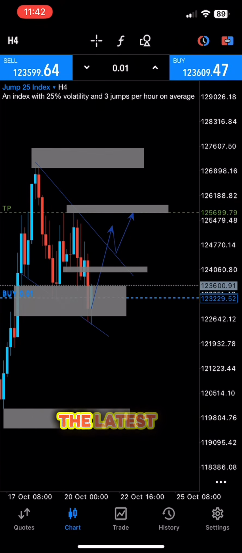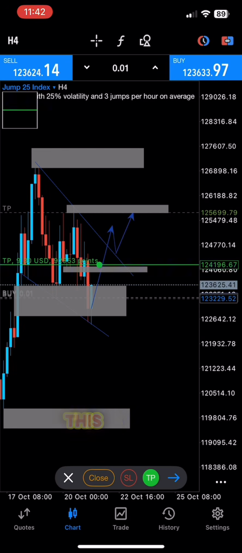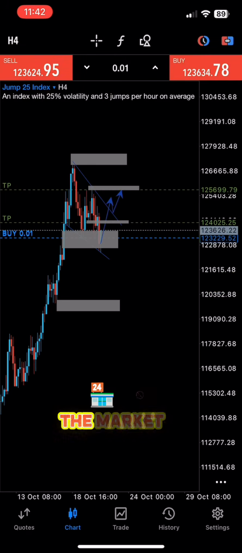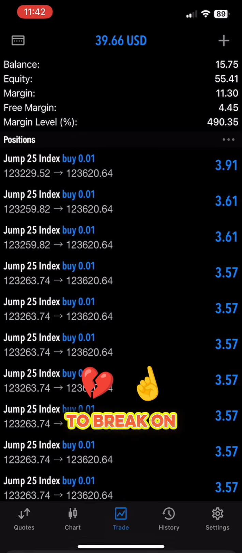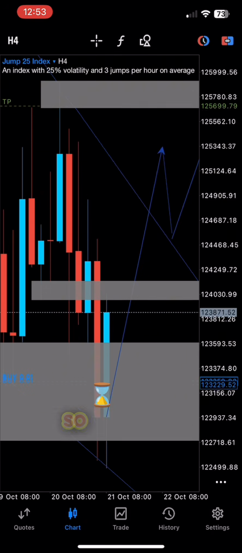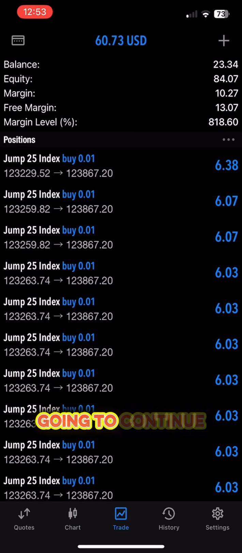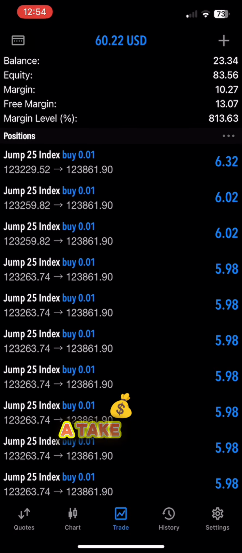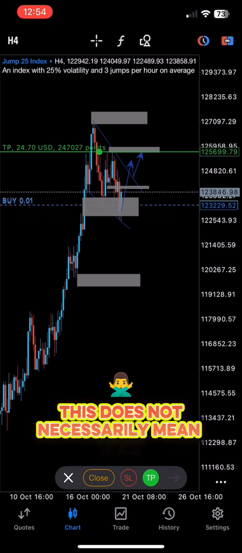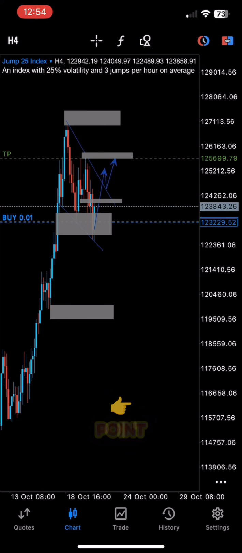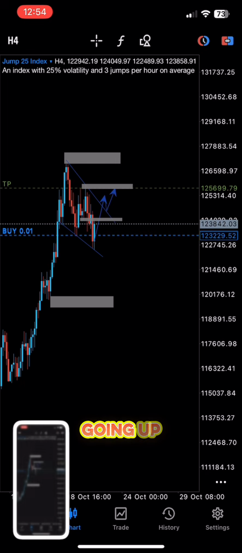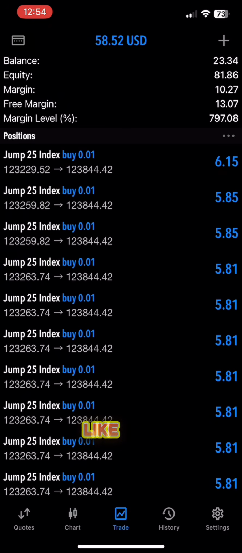For example, the latest shadow zone that I've drawn is going to be our take profit because it is a point of confluence. The market is not just going to break through that point because there is a lot of noise there, right? So now that the market is going to continue up, we can say that as a take profit. As you can see, my take profit has already been hit, but this does not necessarily mean that the market is going to stay at that point. The market is going to buy for some time. It is actually going to continue going up.